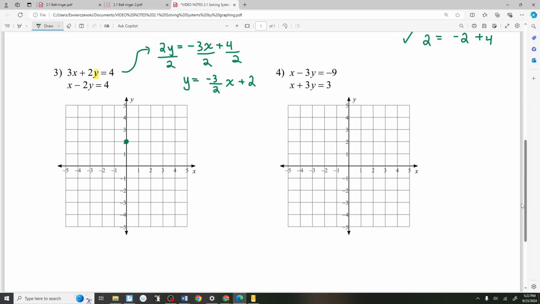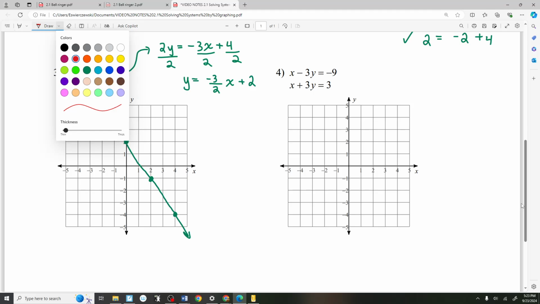And the slope is negative 3 over 2. So I go down 3 to the right 2. Down 3 to the right 2. So this is going to be my graph. It'll look like that for the first equation. And now I can do the same thing for the second equation.